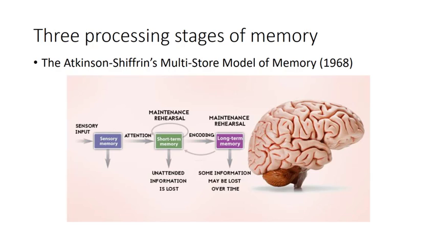According to the Atkinson-Shiffrin's model of memory, there are three processing stages of memory. The first stage is called sensory memory. Sensory memory is the information through your sensory input. This is all the stimulus you're constantly receiving from your environment through your five senses, namely what we see, what we hear, what we smell, touch, and what we taste. Sensory information normally only lasts for less than a second.